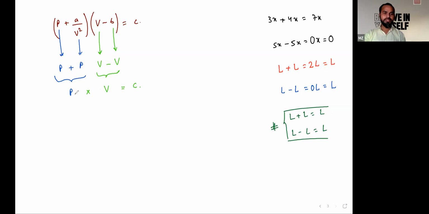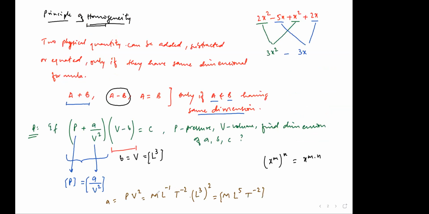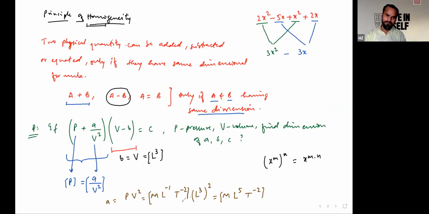Mariam, here we have P, which is pressure, and V, which is just volume. Just put in the dimensions and simplify. Just see, we have the dimension formula of pressure as this part, and the dimension formula for volume is this part.